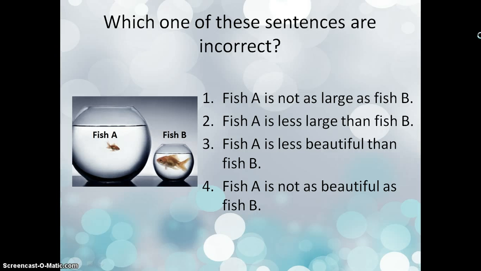So, look at these sentences here. Which one of these sentences is incorrect? Only one of them is wrong, so I want you to find the one that is not correct. Pause the video if you need more time to read. Alright, which one of these sentences is wrong? Sentence 2. We can't say that fish A is less large than fish B because large has only one syllable. So we must say not as large as.